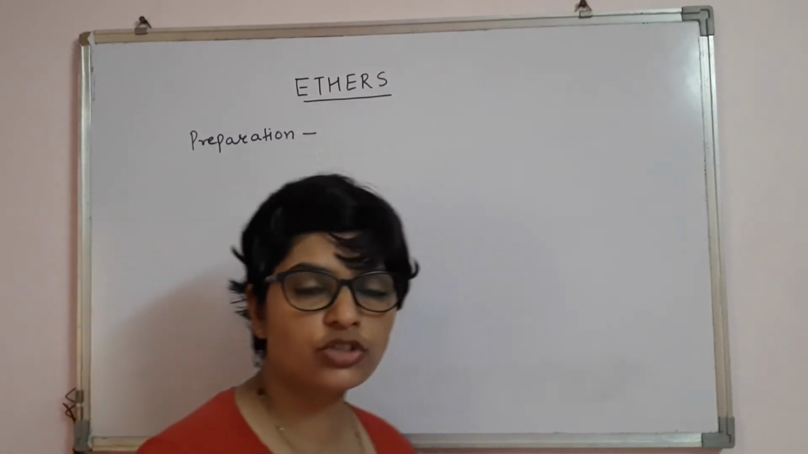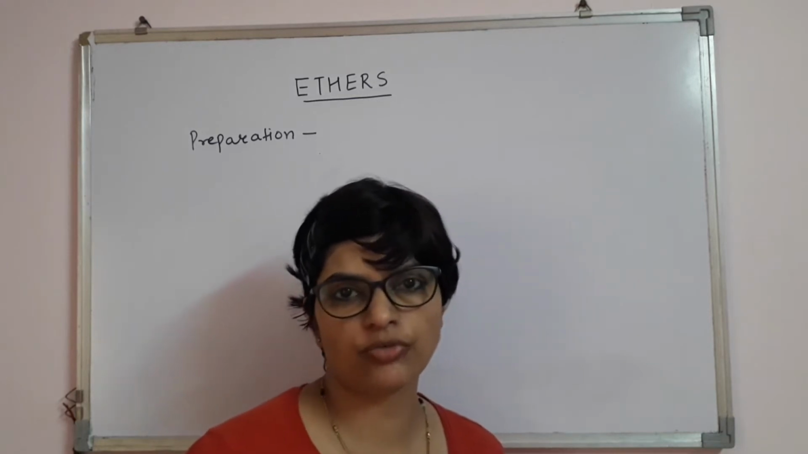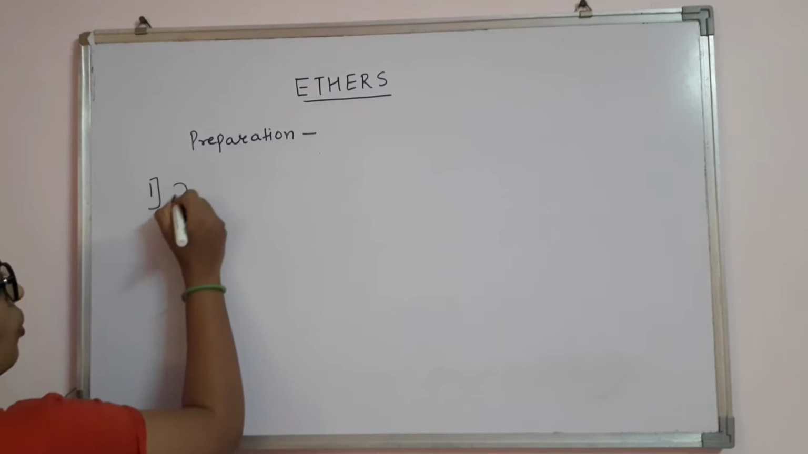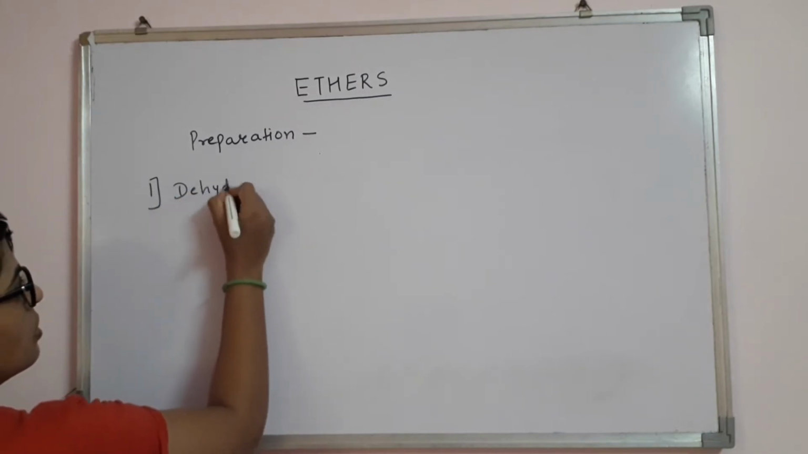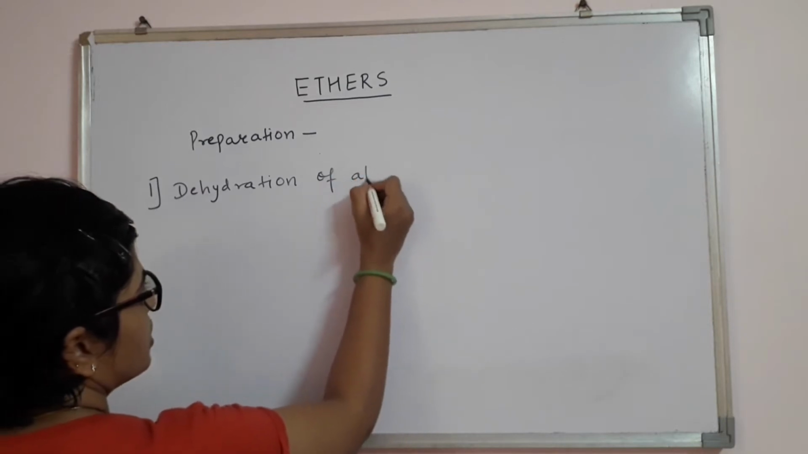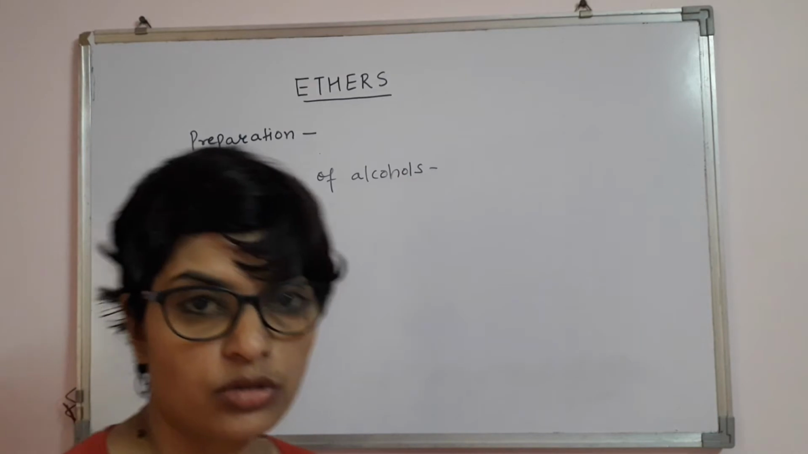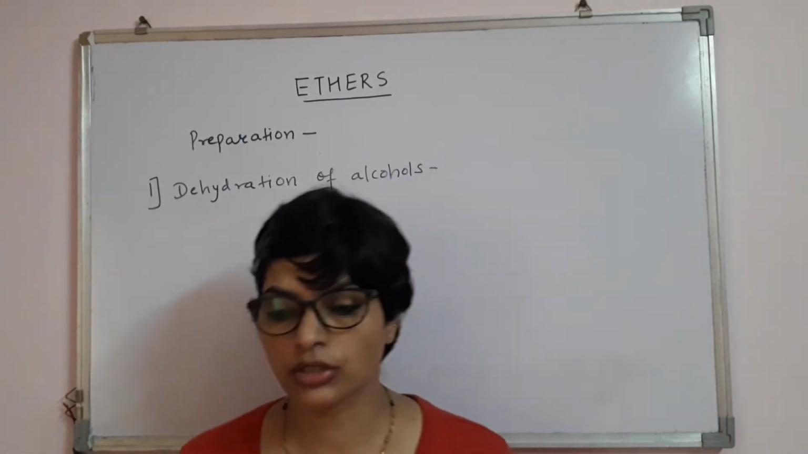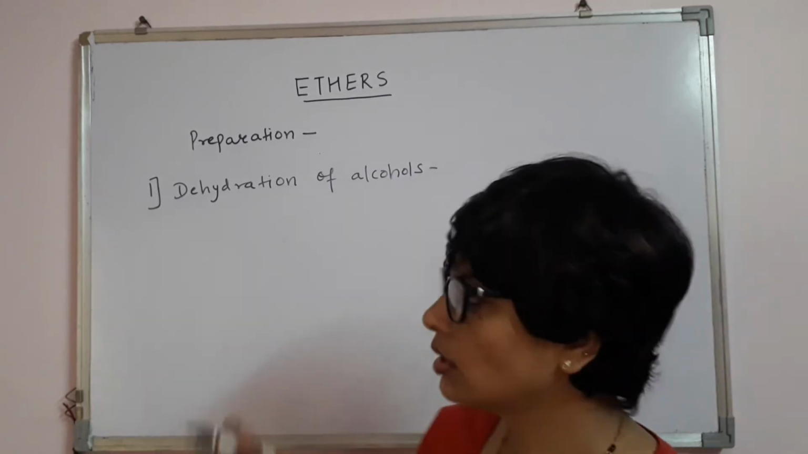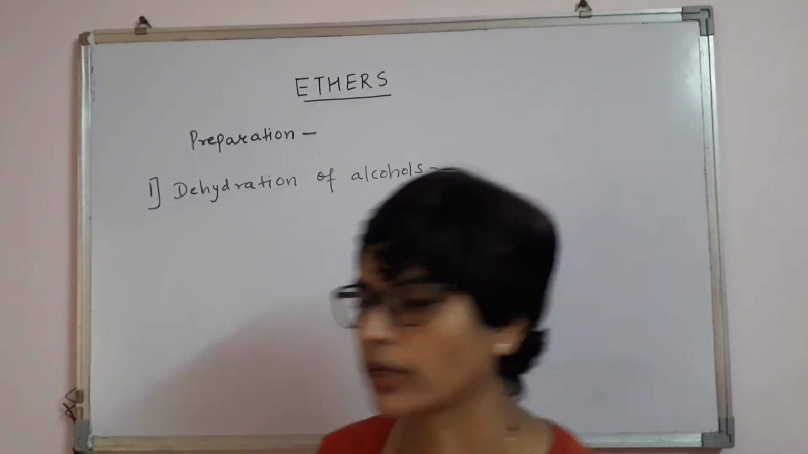Let us see the methods of preparation of ethers. There are two important methods of preparation of ethers in our book. The first method is dehydration of alcohols. Now in this method, as you can see, we are going to dehydrate the alcohols. What is the meaning of dehydration? It is removal of water. De means removal and hydration means water. So we are going to remove water. Now how can we do that?